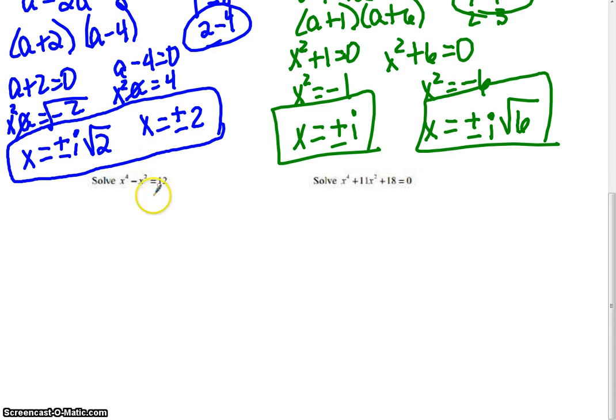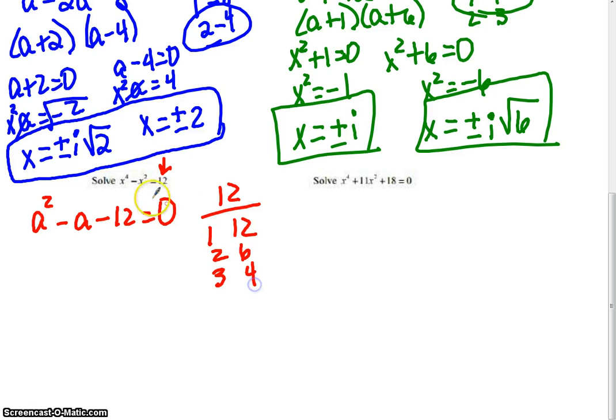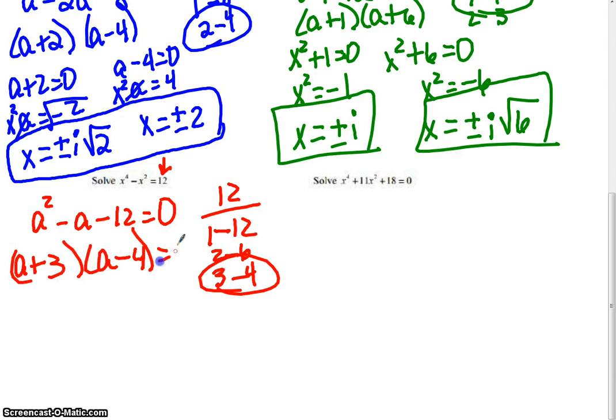So going to your next one, it's different here in that 12 is on the wrong side. So while I replace the x squared with the a's, I'm going to move my 12. This becomes a squared minus a minus 12 equals 0. Factors of 12: 1 and 12, 2 and 6, 3 and 4. Signs are different. The largest one is negative, and they have to equal negative 1, actually. So this becomes a plus 3 and a minus 4.